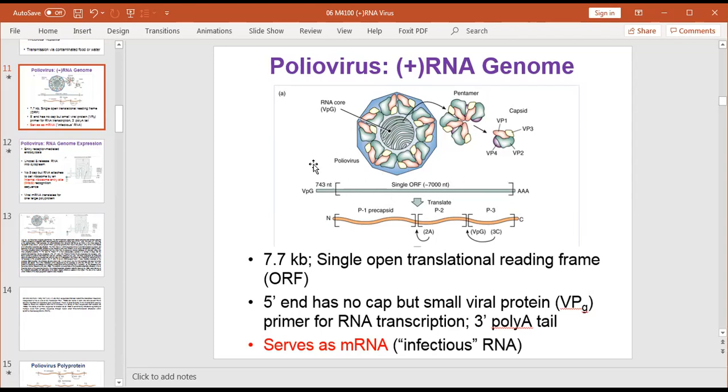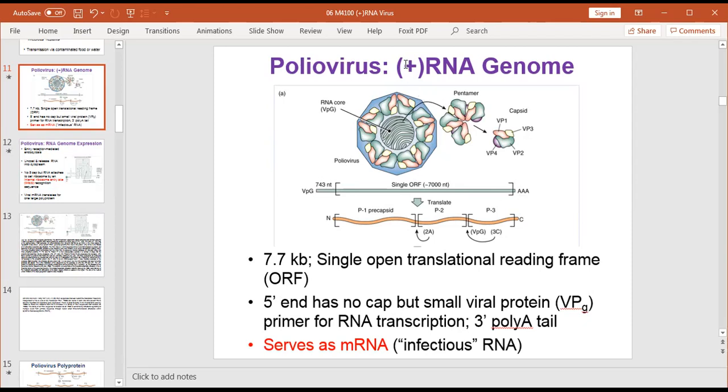The 5 prime end of this positive RNA does not have a 7-methylguanine cap, but instead it has a small viral protein, VPg, viral protein G. This region serves as a primer for the transcription of the genome. And at the 3 prime end of the genome, we have a poly A tail.